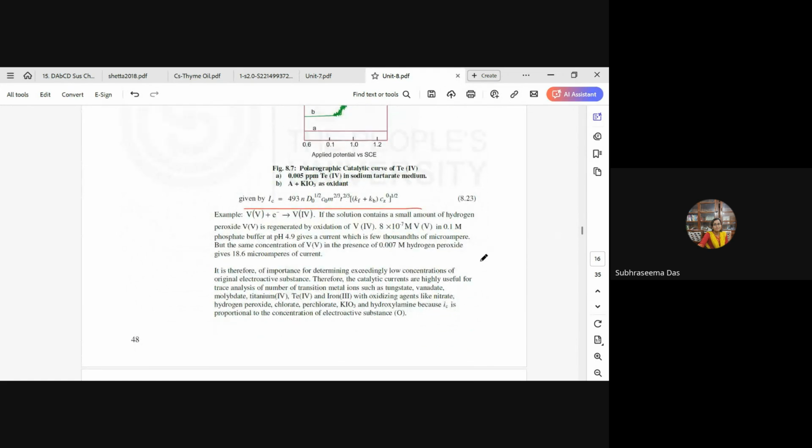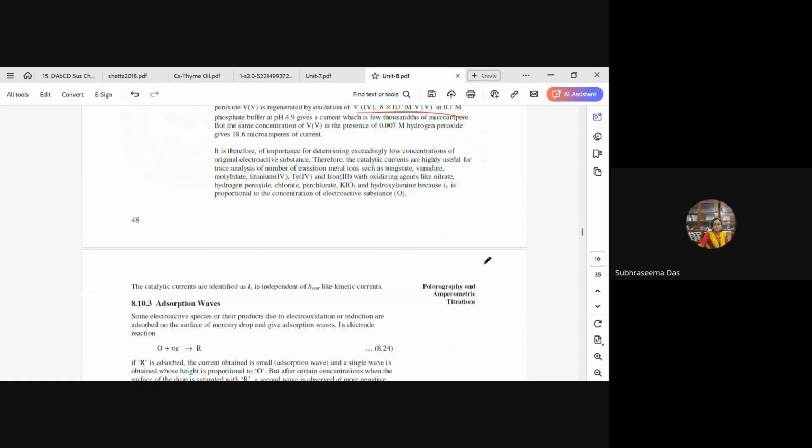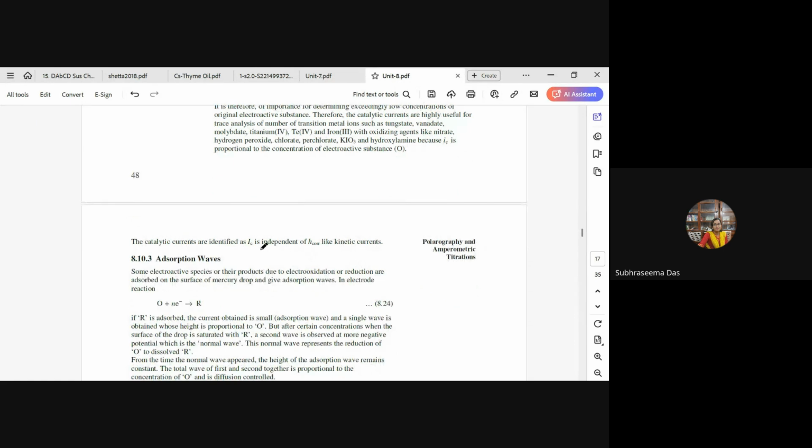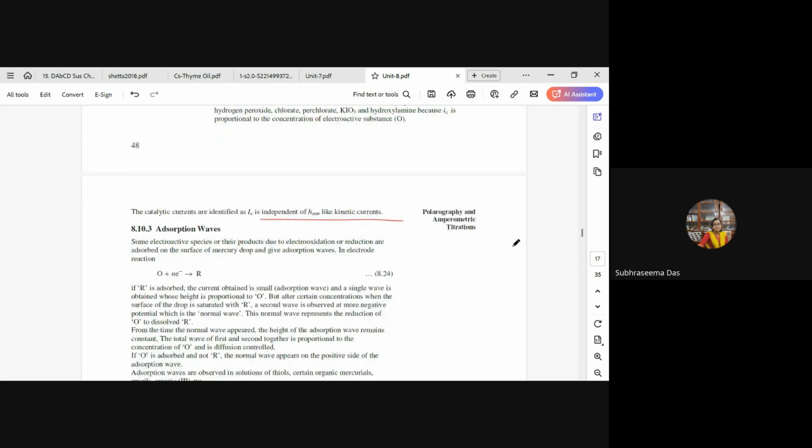For example, if the solution contains a small amount of hydrogen peroxide, it is regenerated by oxidation, and the current is a few thousandths of a microampere. Therefore, it is important for determining very low concentrations of the original electroactive substances. The catalytic current, identified as Ic, is independent of correction factors like those used in kinetic currents.